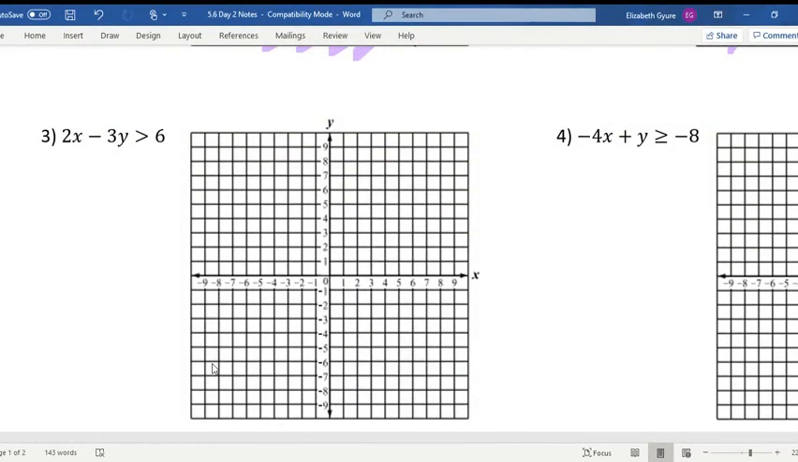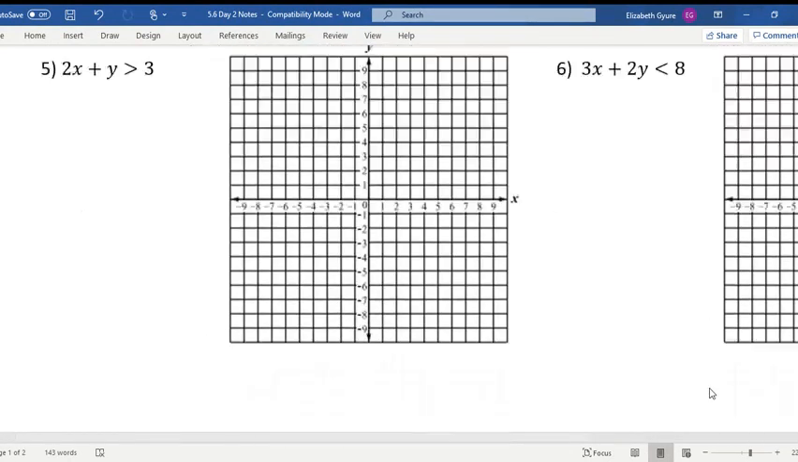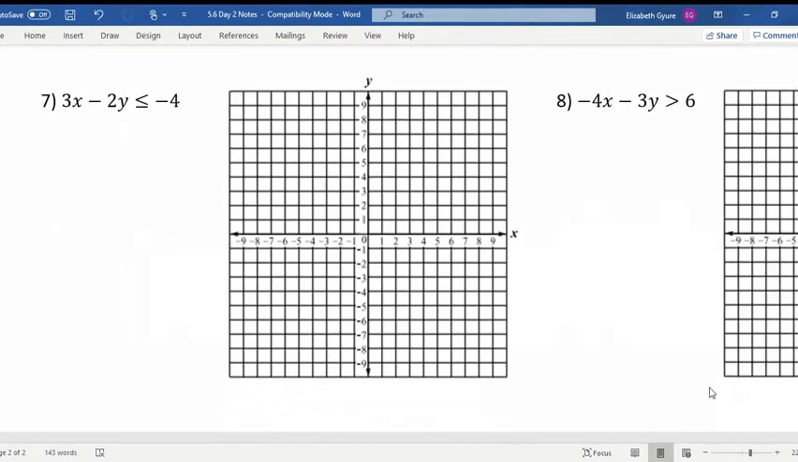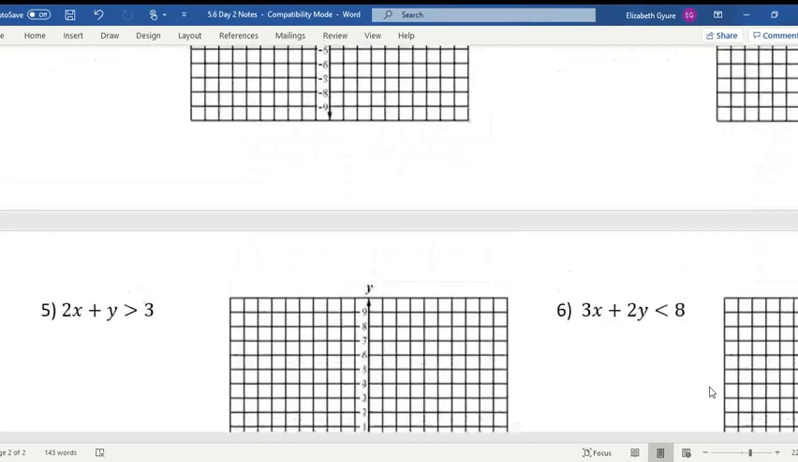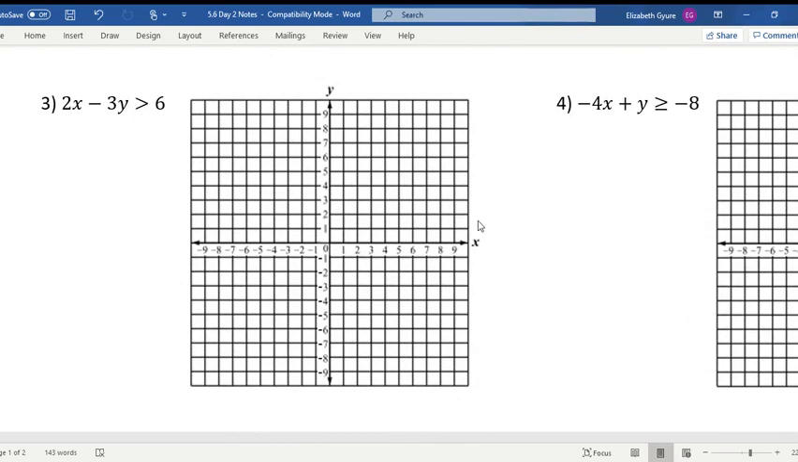All right, so these ones will also work really well. I think we're actually probably going to do everything with the cover up method, even if it doesn't work out great. I think it's probably just the easiest way to do it. So we have number 3: 2x minus 3y is greater than 6. So I want to find my x-intercept. Bailey, what should I cover up if I want to find my x-intercept?